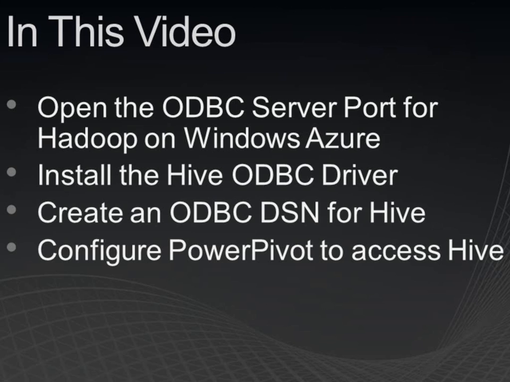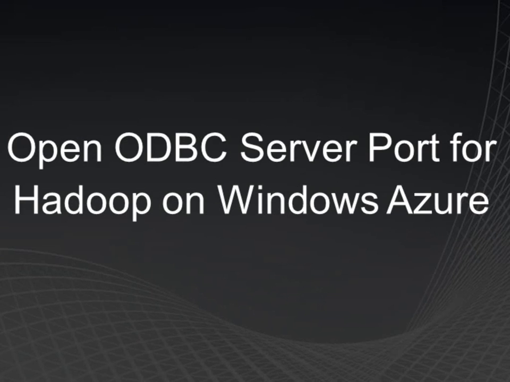In this video, I will open the ODBC port for my Hadoop cluster on Windows Azure, install the Hive ODBC driver on my client computer, create an ODBC DSN for Hive on the client using the Hive ODBC driver, and then configure PowerPivot to use the ODBC DSN to access Hive on Windows Azure. I will start with opening the ODBC server port for my Hadoop cluster on Windows Azure.